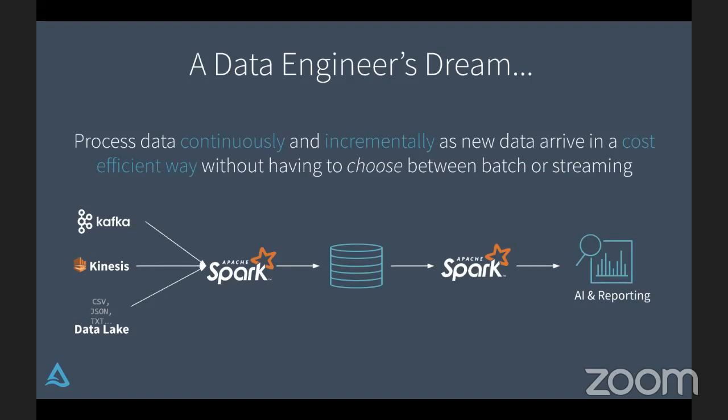Doesn't matter if it's a streaming source or a batch source. It doesn't matter. Spark takes it, puts it into some store, right? And this is where Delta Lake gets involved. Just a little hint there. And then Spark processes it again, and then you have your AI reporting. So that's what you want to do.